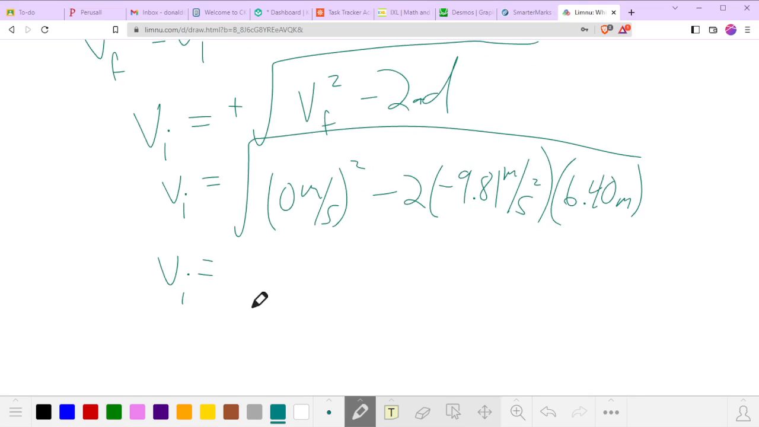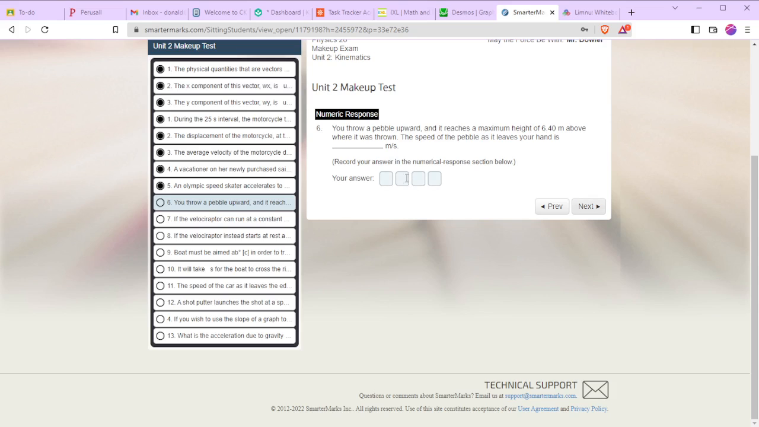So the negative will cancel here. Works out to roughly 11.205712887 meters per second, or 11.2 to our 3 significant digits.